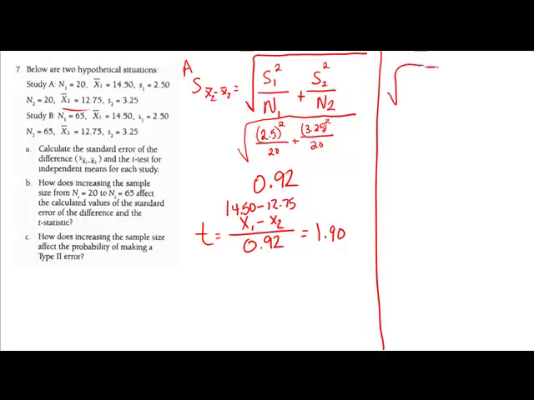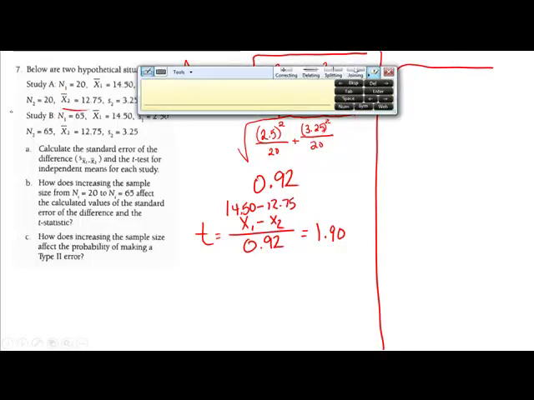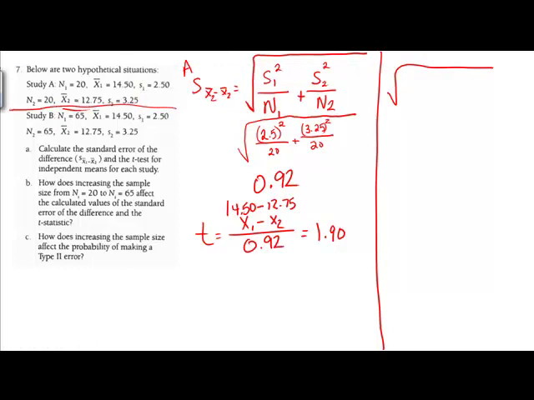So we'll get the square root of, now we're on to study B. For the B side, we have the same numbers, 2.5 squared divided by 65. Use the calculator.